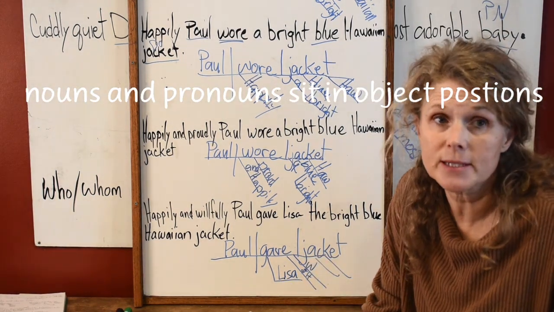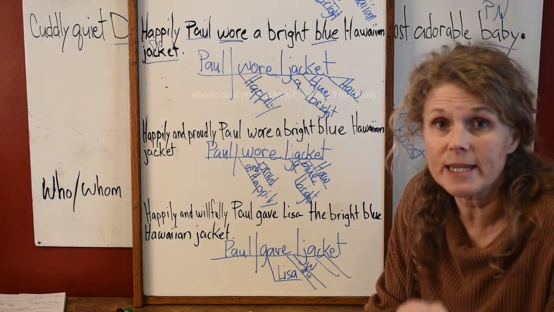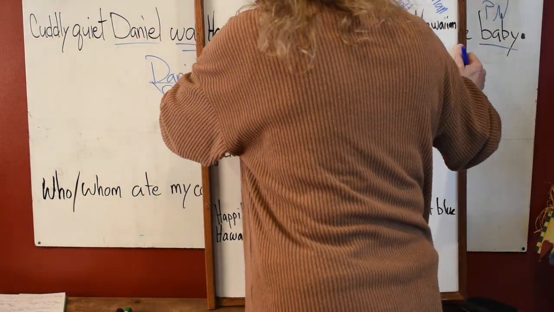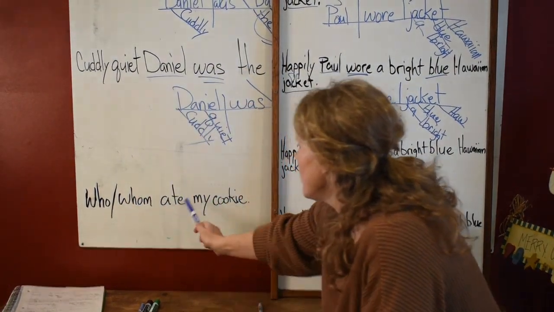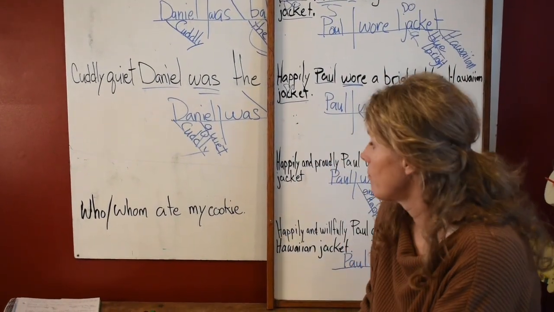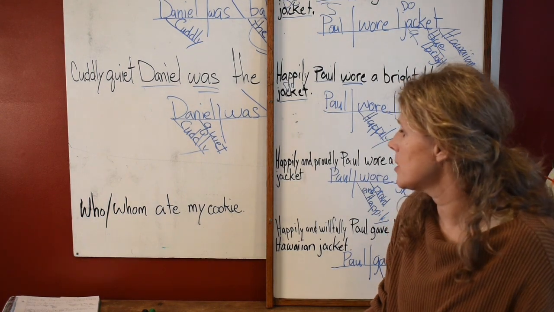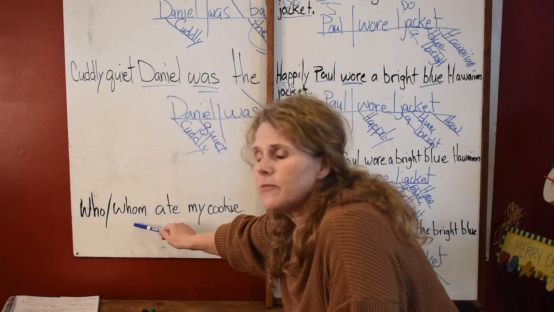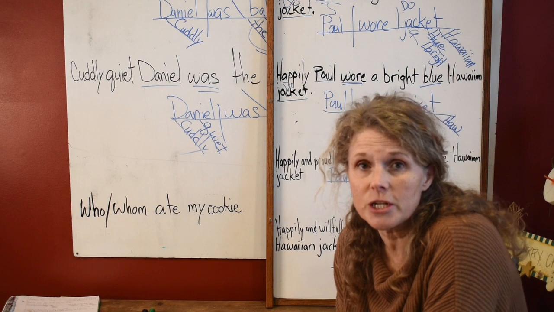There are some words that will only sit in these positions. Now, only nouns can sit in object positions, but there are some words that can only sit in object positions. And this is a huge confusable right here. Who or whom ate my cookie? Who? Okay, who ate my cookie? Whom ate my cookie? So what are we going to use? And this is crazy confusable. Whom only sits in object positions in your sentence.